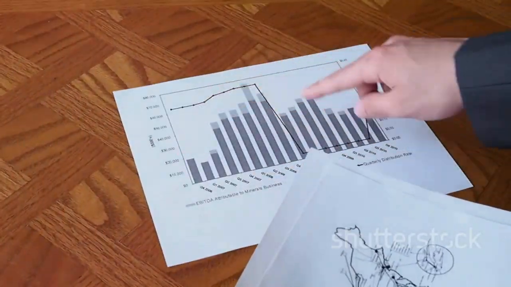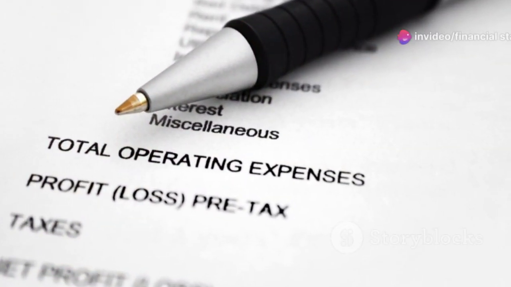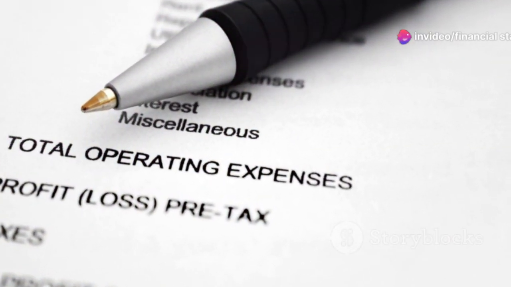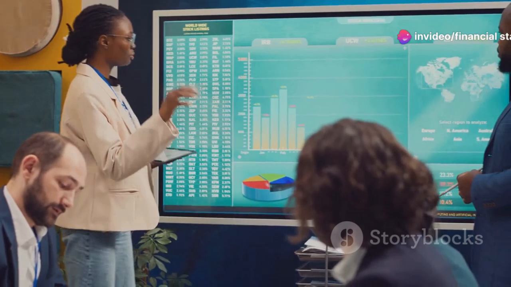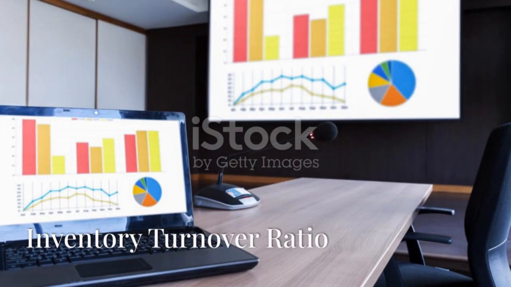It tracks revenue or sales, expenses like rent and salaries, and profits, which is what's left after paying the bills over a specific period. This gives a clear picture of how well the company is doing in terms of making money and controlling costs.